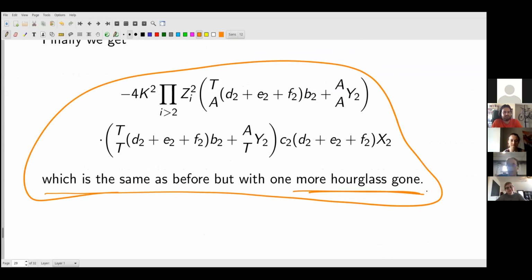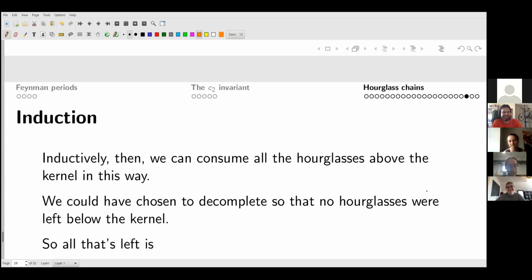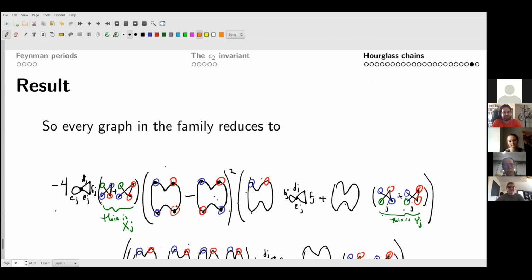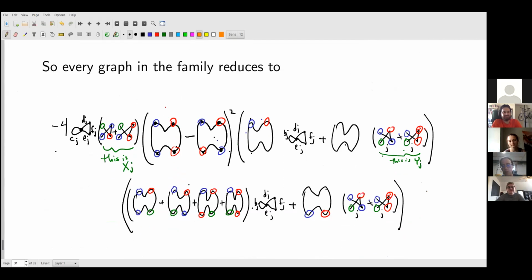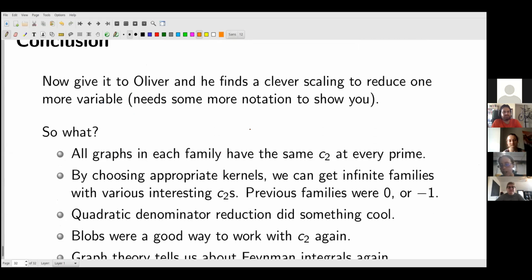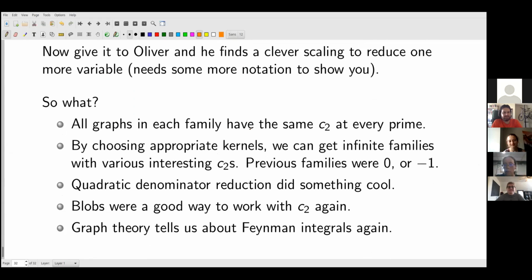Okay, induction. So you use induction. You consume all of the hourglasses, and all that's left is, okay, that, which looks kind of gross. But notice, all that there is the blob. Here's the blob. And only ever one hourglass. So one hourglass leaves some sort of guck behind. Okay, then you give it to Oliver, and he actually tells you how to get rid of all that guck. So you can finally express an answer just in terms of different spanning forests of that original blob.